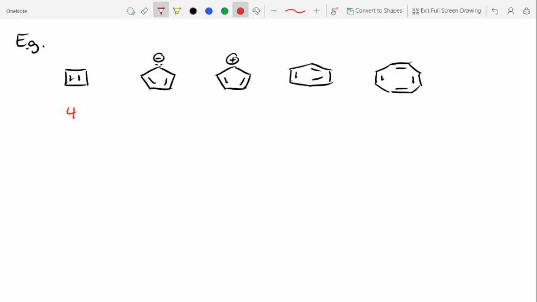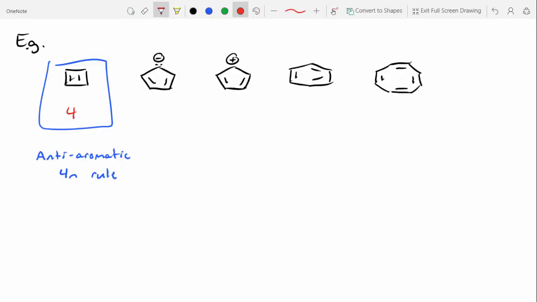So if we look at this, this is actually something called anti-aromatic, meaning it follows the 4n rule, not 4n plus 2. Let's take a look at the next one. How many electrons are in the next one?